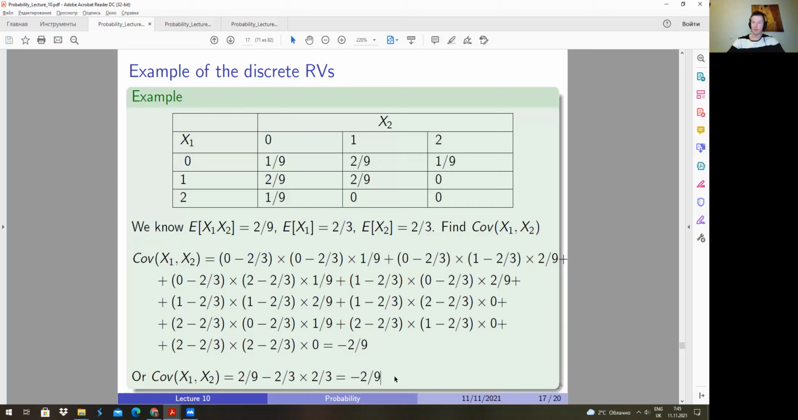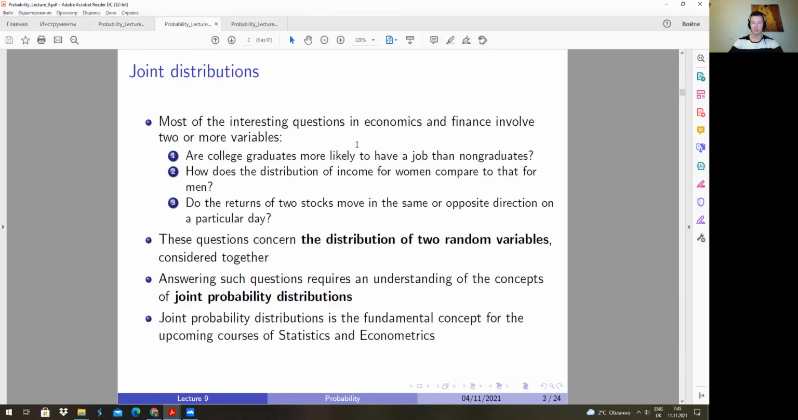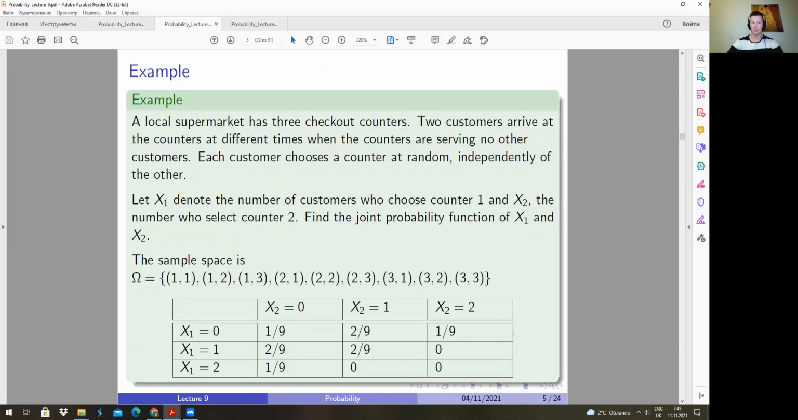What does this 2 over 9 mean? First of all, minus means that x1 and x2 are negatively related, or negatively dependent. And once again, it makes sense because of the nature of x1 and x2. Let me remind you what the nature of these two variables is. x1 is the number of customers at counter 1, x2 is the number of customers at counter 2. And since we have only 2 customers and 3 counters.